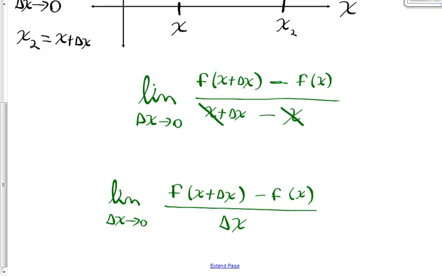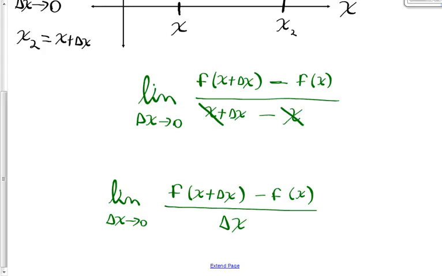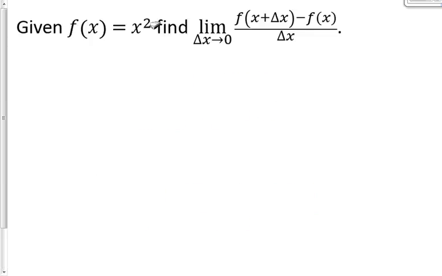All right, let's look at what this looks like in practice. Here is a function, the squaring function. Given the squaring function, I want to find the limit as delta x approaches 0 of f of x plus delta x minus f of x over delta x. We know this now, based on our previous discussion, to be the slope of a tangent line. So let's find the slope of the tangent line using the difference quotient.